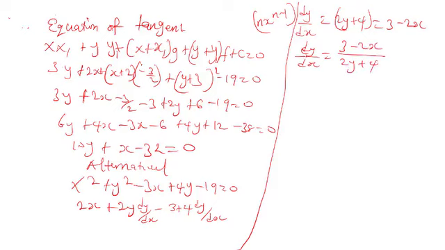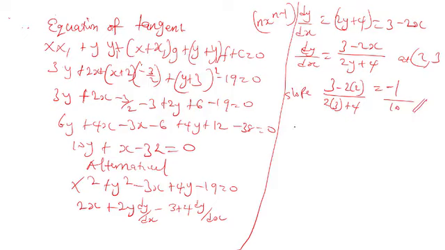But the question said at 2 and 3. So at point 2 and 3, you substitute x as 2 and y as 3. So we have 3 minus 2 in bracket 2 all over 2 times 3 plus 4. 3 minus 4 is minus 1 over 6 plus 4, which is 10. At that point, this happens to be the slope. You know, dy/dx is a slope.